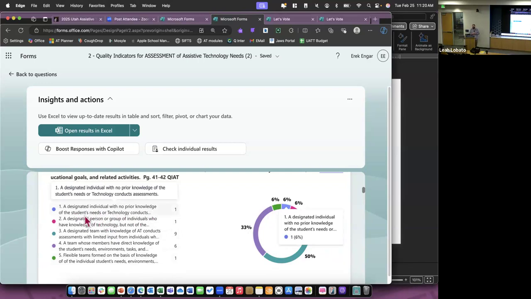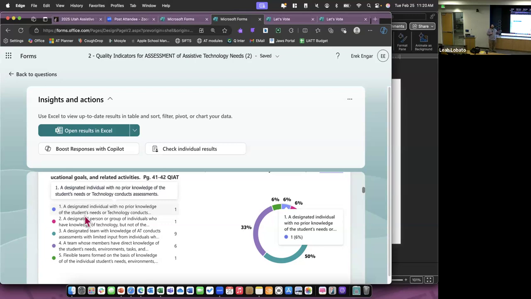So here's what we do in a state when we get numbers like this. Let's say I'm the one who put number 1. I'm not calling anybody out. Let's say I'm the one who said, you know what? We have one person who comes out and does these assessments. They don't know anything about the kid. They just come out, they do some stuff, they give us some numbers, and off we go, right? I'm probably not feeling super good about myself when I see where other people scored.